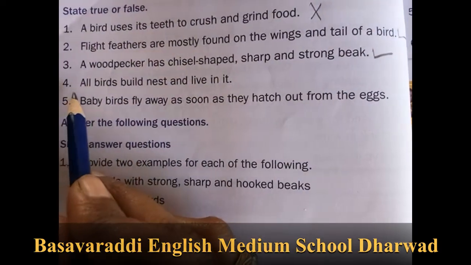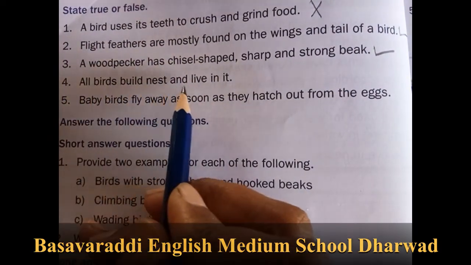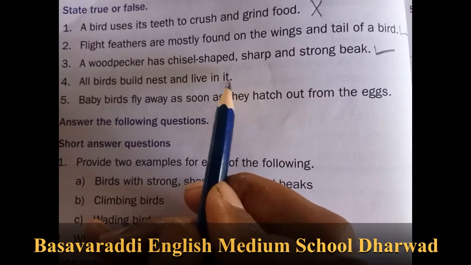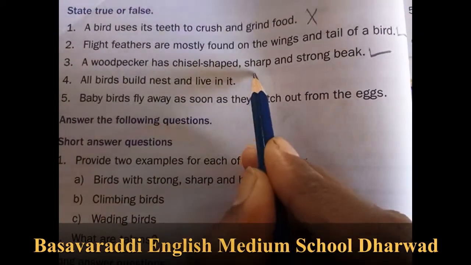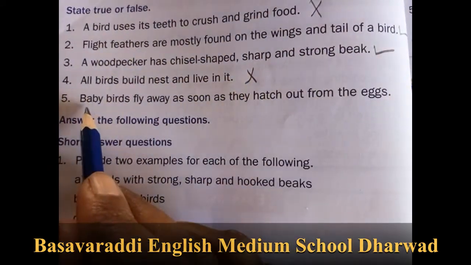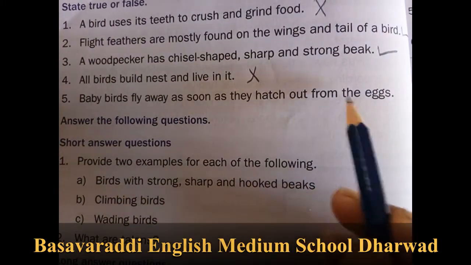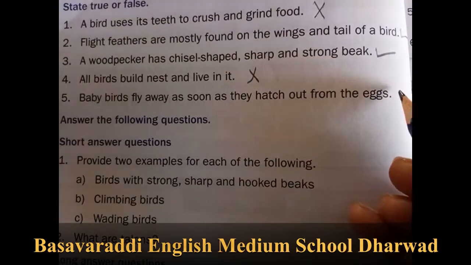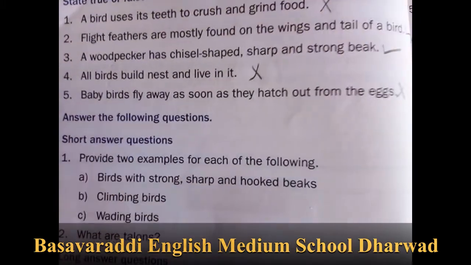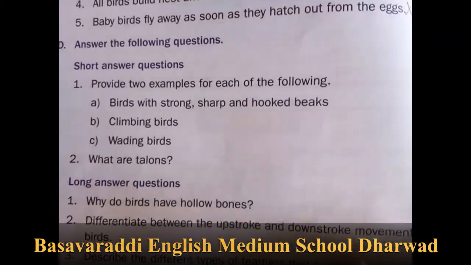Fourth one, all birds build nest and live in it. False. Fifth one, baby birds fly away as soon as they hatch out from the eggs. False. The D question, answer the following questions.